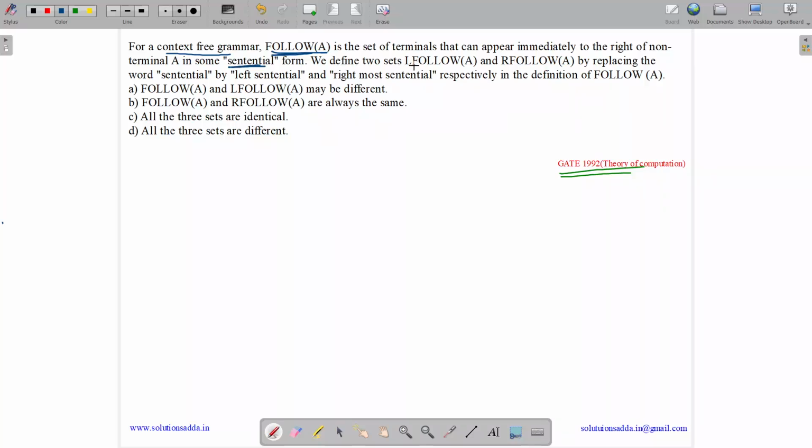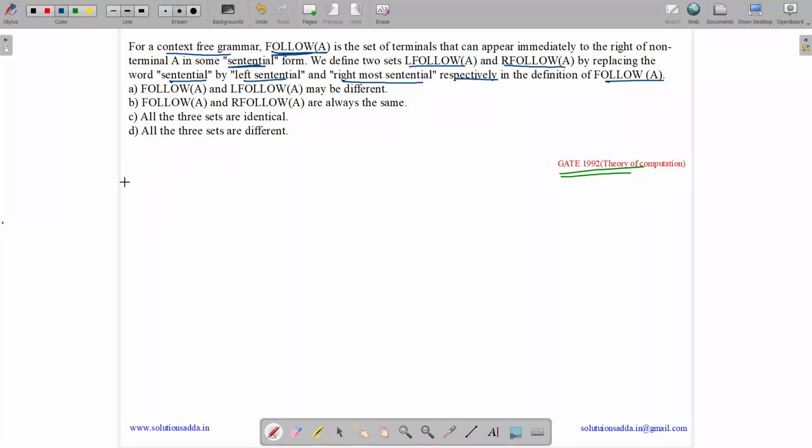We define two sets, L follow of A and R follow of A, by replacing the word sentential by left sentential and rightmost sentential respectively in the definition of follow of A. So which are true? Follow of A and L follow of A may be different. Follow of A and R follow of A are always same. All three sets are identical, and all three sets are different.